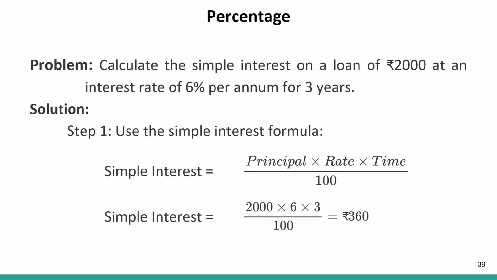This formula will be used in the upcoming lectures on interest, that is simple interest and compound interest topic. So just remember this formula for simple interest. So the simple interest formula is principal amount into rate, that is the interest rate, and the time period, whole by 100. Time period is in years. Okay, so 2000 into 6 into 3 whole by 100, that is 360 rupees. Okay, so this is how we can calculate the simple interest using this formula. So the final answer will be 360.